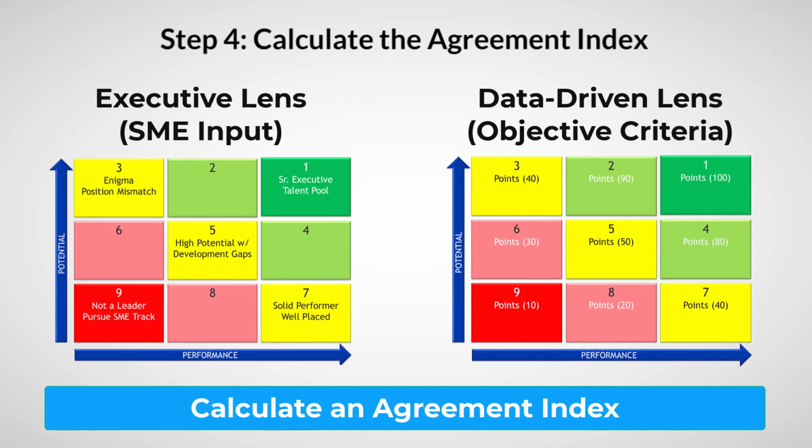To give you an example, if the executives have 5 employees placed in box 1 and the data-driven 9 box only has 3 employees in box 1, we need to understand what the key differences are for those 2 employees. Based on those differences, that'll help inform our development actions, and it'll also give a check and balance to the executives to make sure that their opinions are actually correct and accurate.